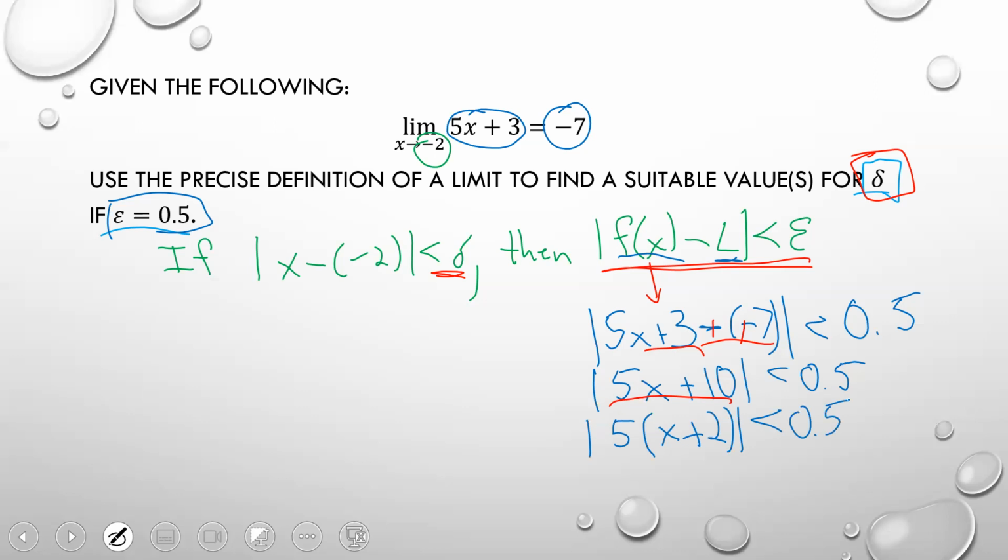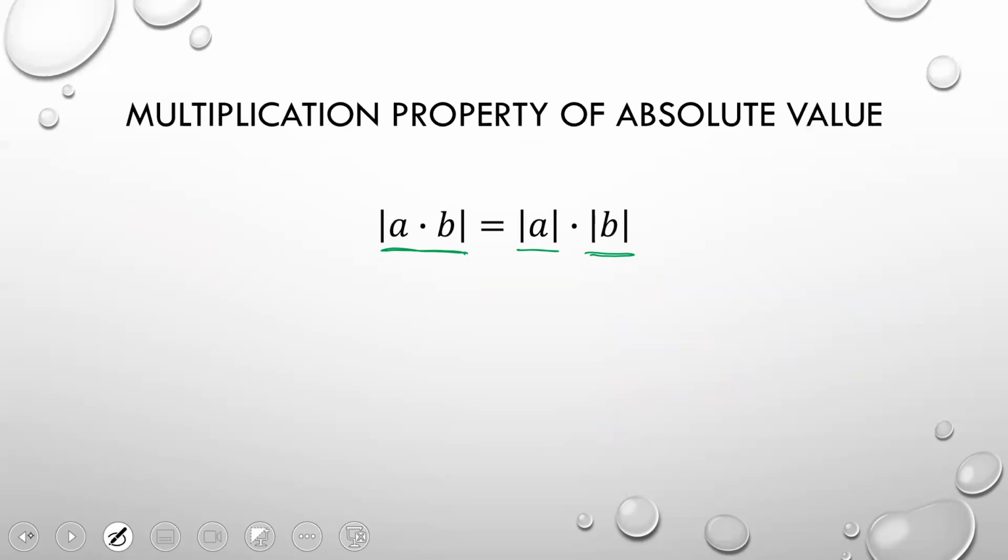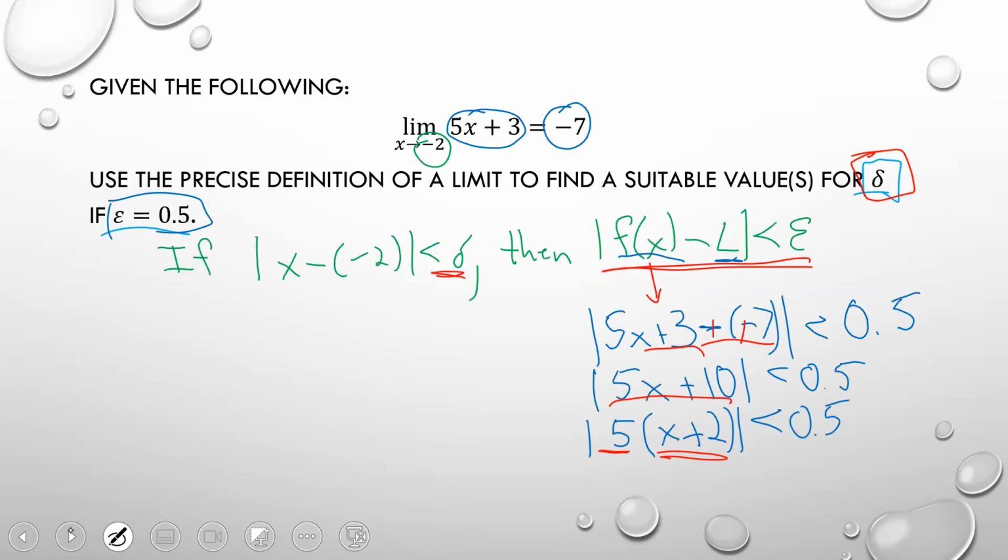And then notice now what we have inside the absolute value are two things being multiplied, right? We have a 5 here and an x plus 2 here. Those are being multiplied. And so we just talked on that previous slide about the multiplication property of absolute values. So we can go ahead and use that here. So we're going to break this apart into the absolute value of 5 times the absolute value of x plus 2. That's all going to be less than 0.5.